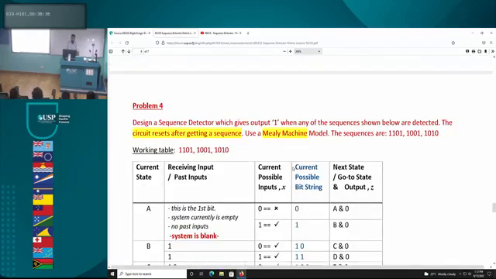a sequence detector which gives an output of 1 when any of the sequences shown below are detected. The circuit resets after getting a sequence. Use a Mealy machine model. As in your project problem number 2. Is it Mealy machine or did I say Moore machine? Mealy machine. And was it 3 sequences? You have to detect any of the 3?